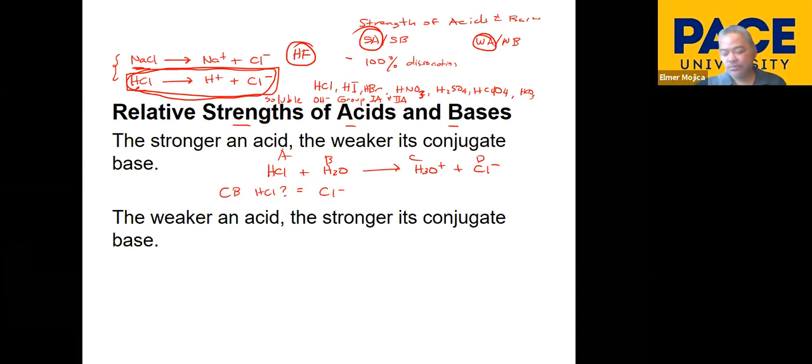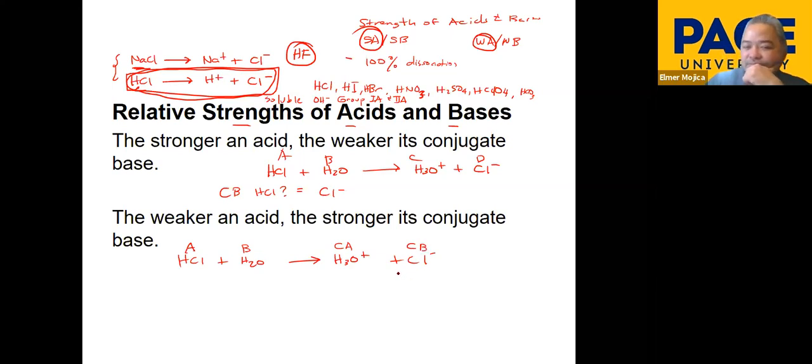So remember what happens if we reverse the reaction. If we have a reaction like this, we assign this as the acid, this is the base, this is the conjugate acid, and this is the conjugate base.